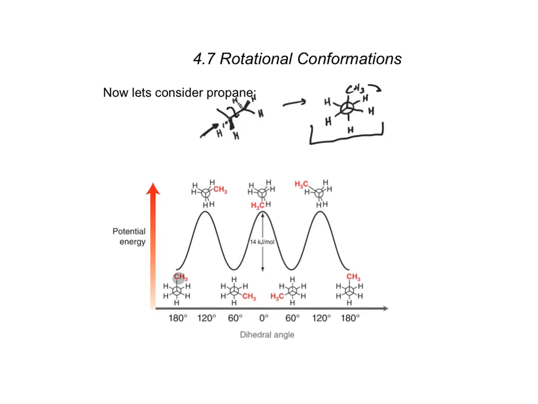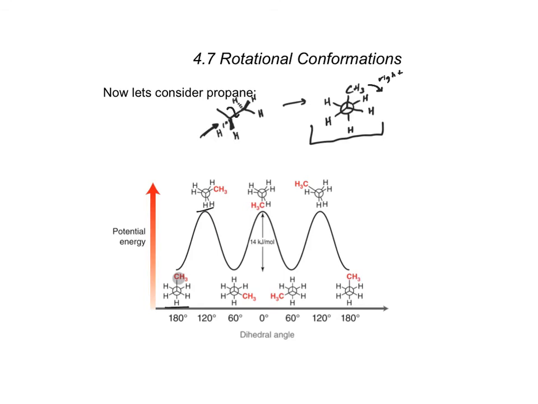So we're going to take this front carbon and we're going to rotate it. Again, we start in a staggered conformation, which we know is energetically favorable, lower in energy. We're going to rotate this guy to the right, and we move directly into our first eclipsing conformation, right? So we get to this higher potential energy state.